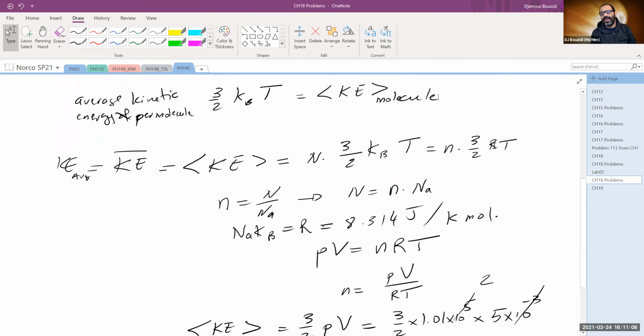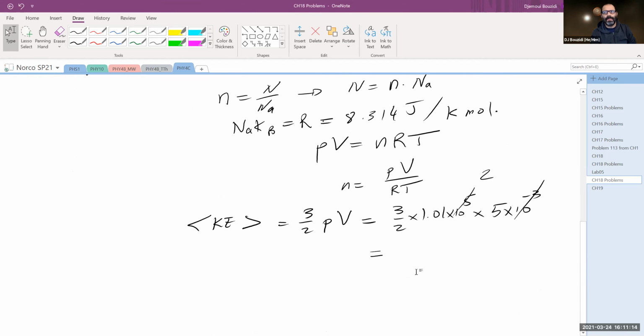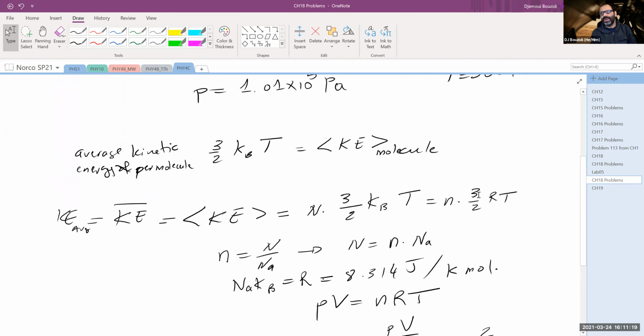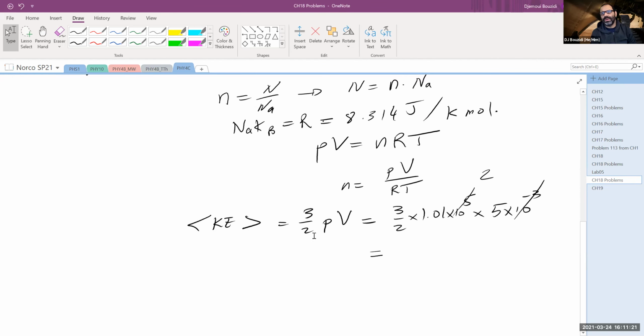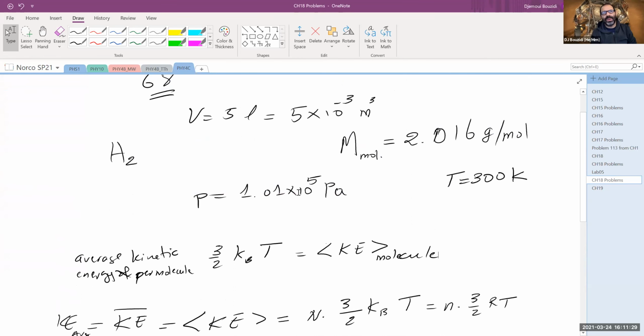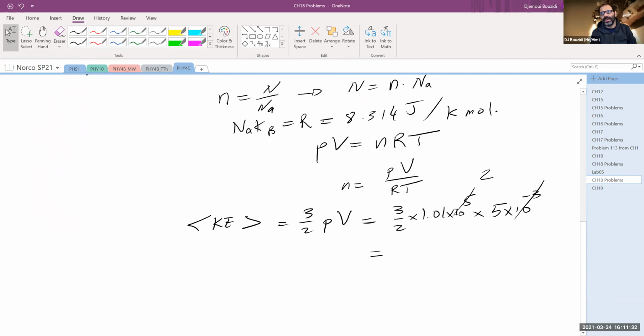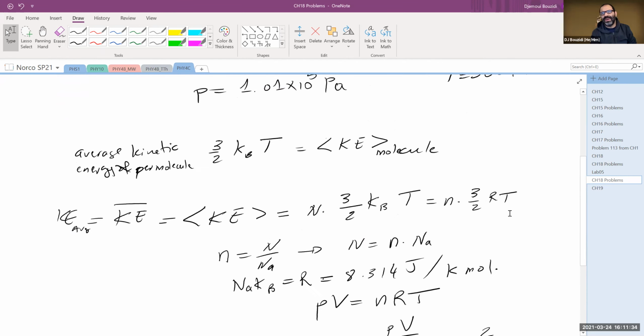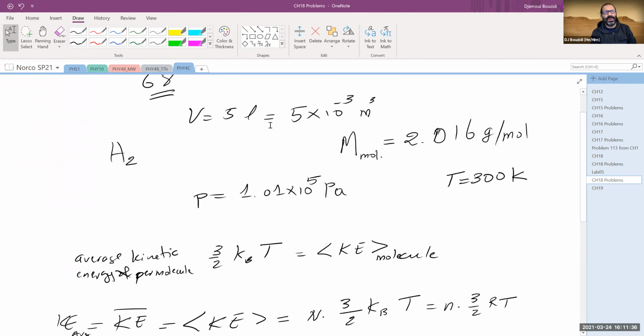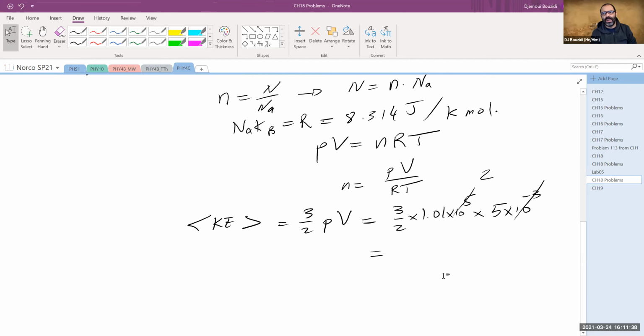If we sub that, RT cancels RT, and this is just going to be 3/2 of PV, because n times RT is already included in PV. So then at the end of the day, the expression for the energy is going to be 3/2 times the pressure. Pressure, they tell you specifically in this problem, is 101,000 pascals. And the volume, they tell you it's 5 liters. We have to convert it to cubic meters to get the energy in joules, okay?